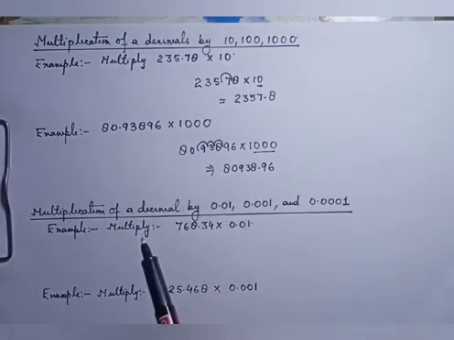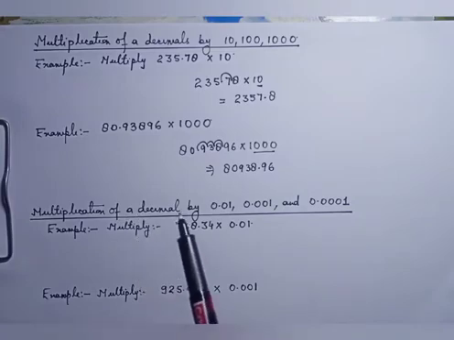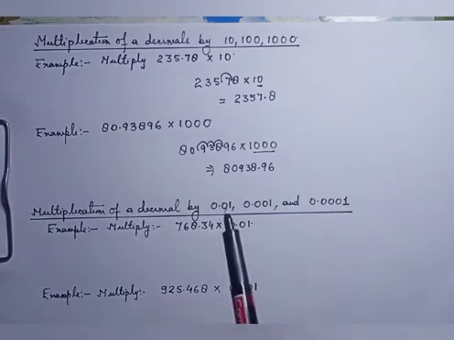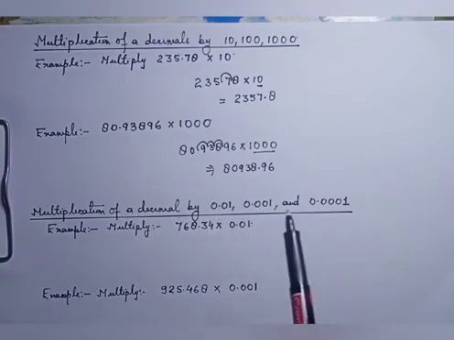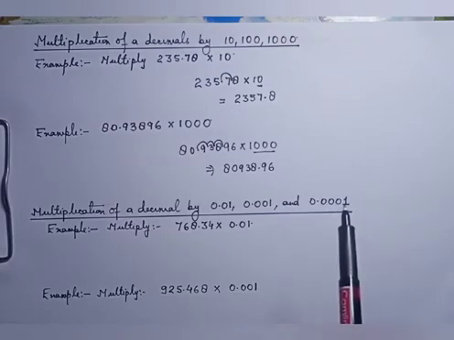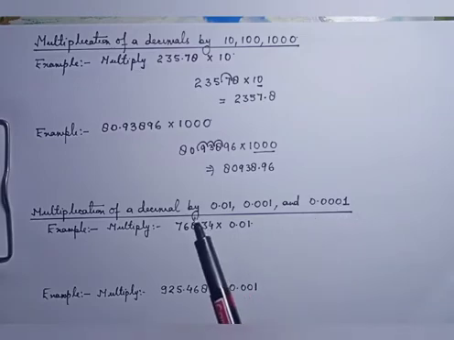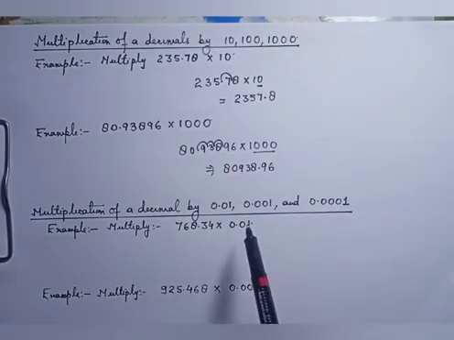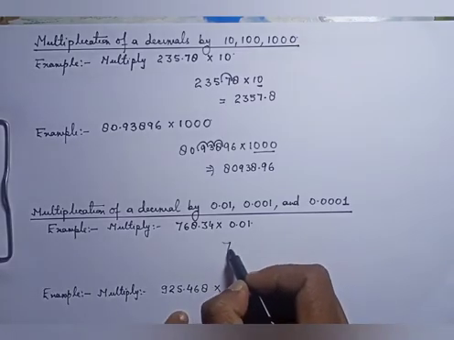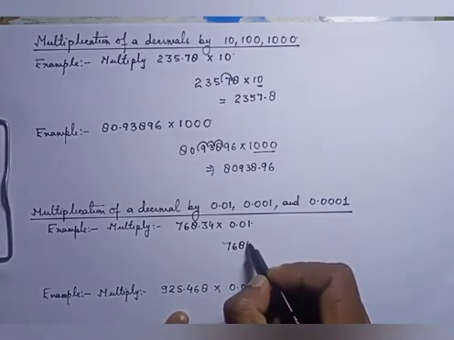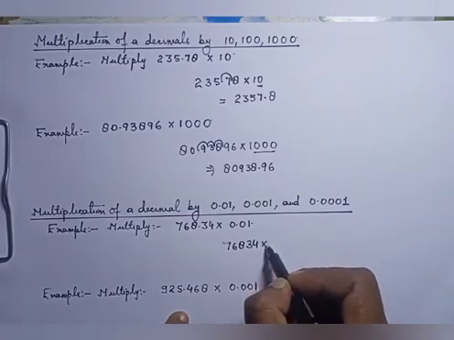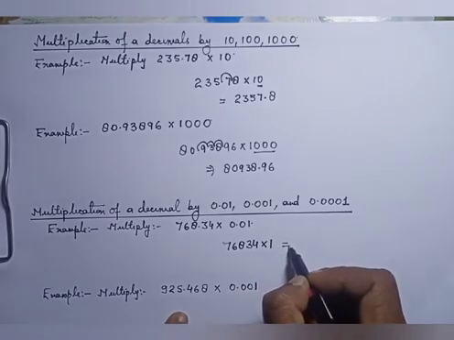Now let us move to another topic, that is multiplication of a decimal by 0.1, 0.01, 0.001 and 0.0001. The method is quite easy. So let us see how we are going to do it. The first step that we are going to follow is, without putting the decimal, we are going to write the number as it is, that means 76834 multiplied by 1.